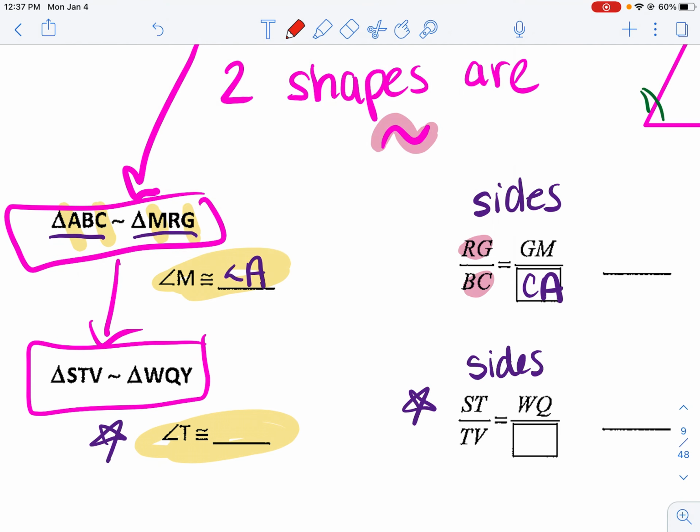Okay, so let's try this one. Here's T. That's going to match with angle Q. So again, the angles have to be the same. And then same thing here.